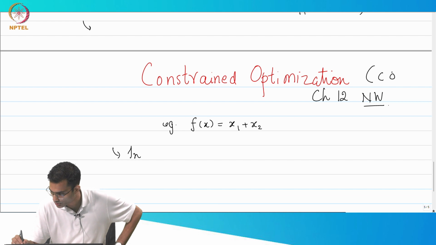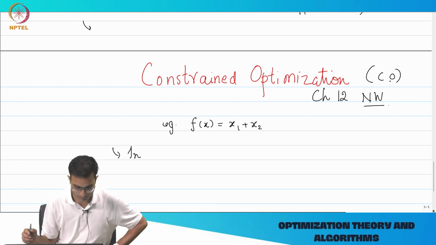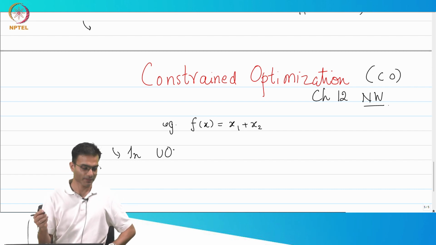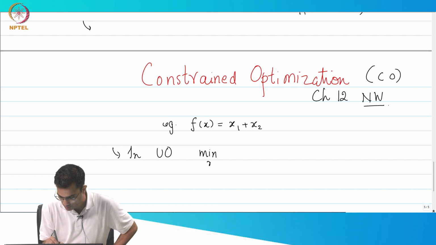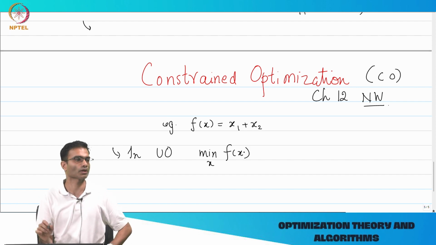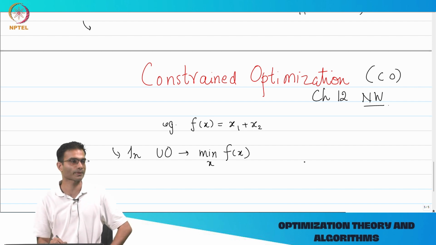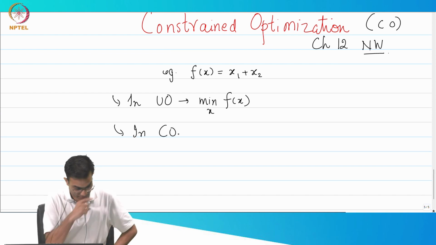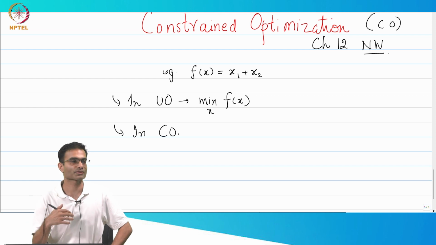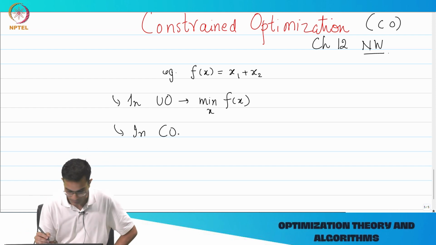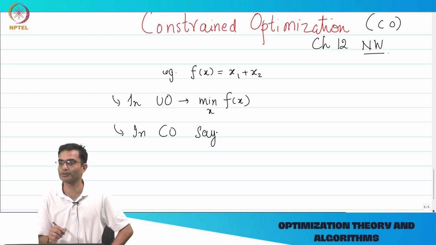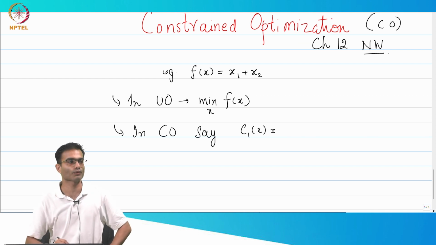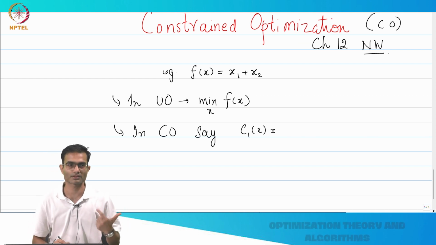Let's call this CO. So in the unconstrained, U is unconstrained optimization, simply the way we wrote it was, this is how the notation for the problem is. Unconstrained optimization, I write it like this. In constraint optimization, I have to obviously introduce some constraints for you. So let's introduce two constraints. For variety, one constraint will be equality, one constraint will be inequality.